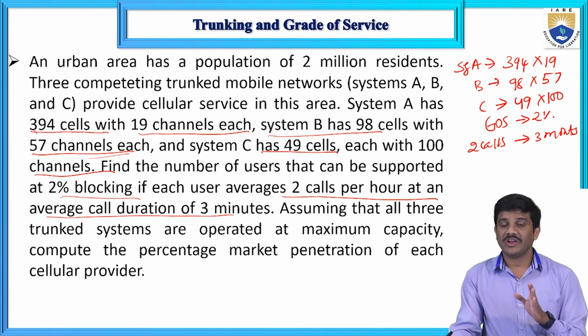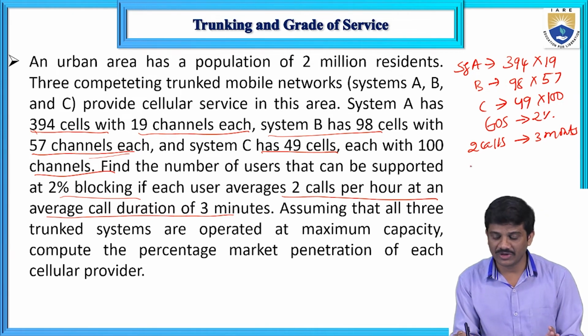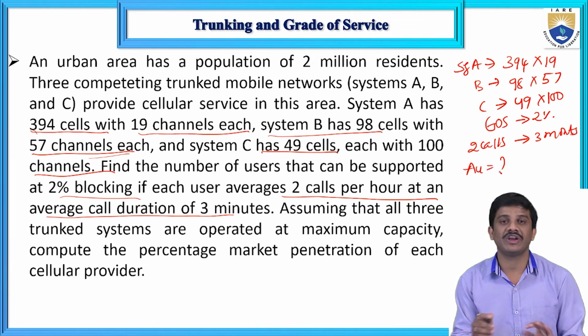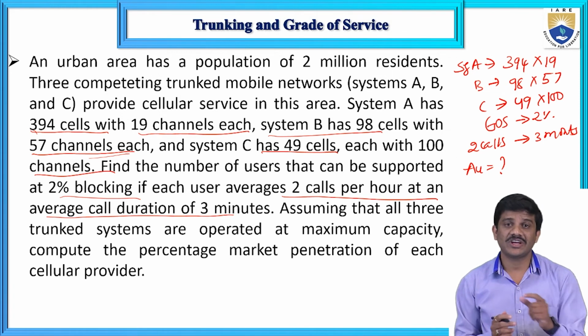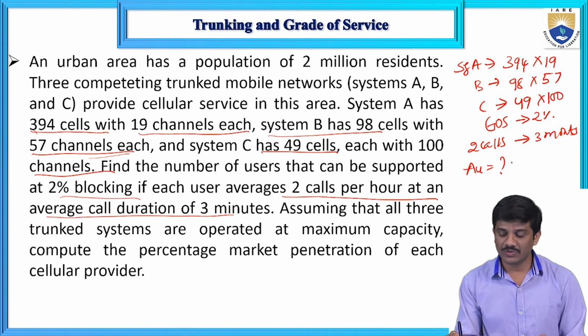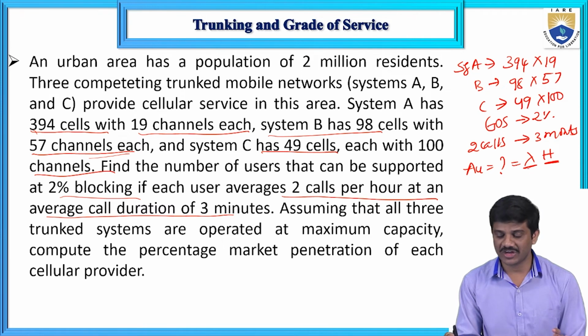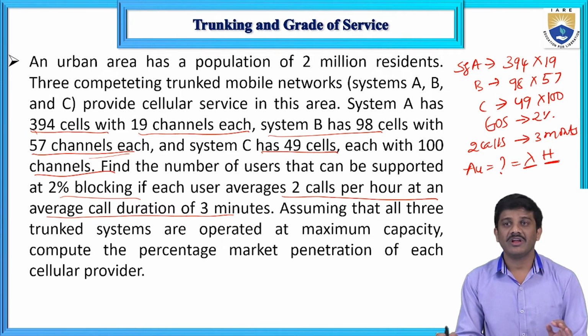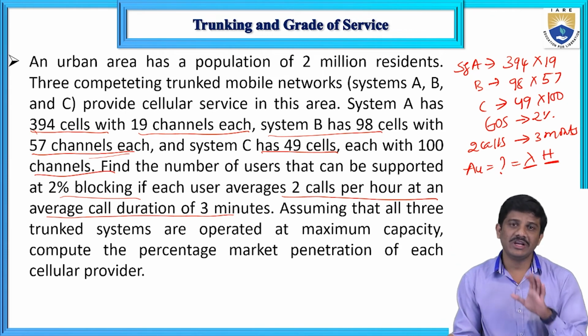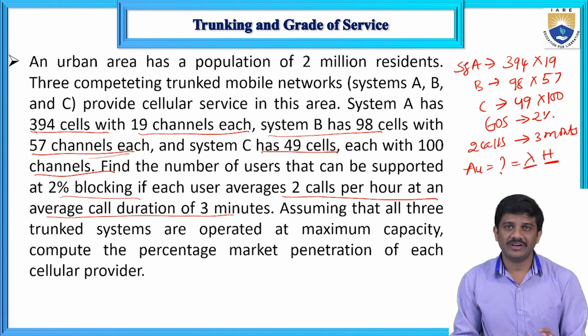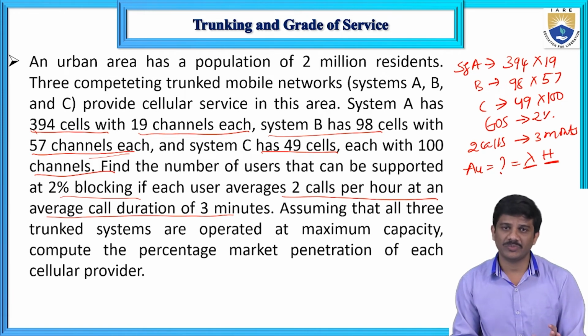In the previous question, they gave the AU value, but here we have to find out the AU. What is the AU? Each user's traffic intensity, AU, equal to lambda times H, where lambda is the average calls per hour and H is the average call duration. Like that we can find it in this problem. Then we can combine all three operated system capacities. You can observe this problem clearly; read the problem two times, then you can understand the clear picture.